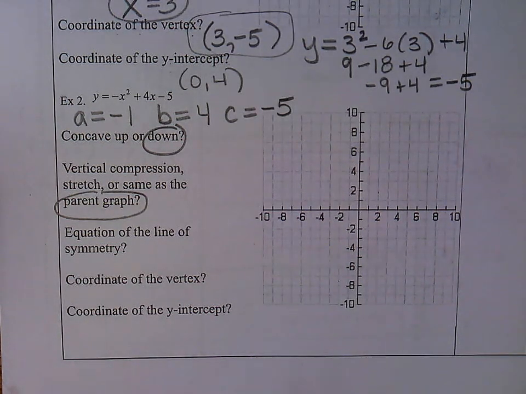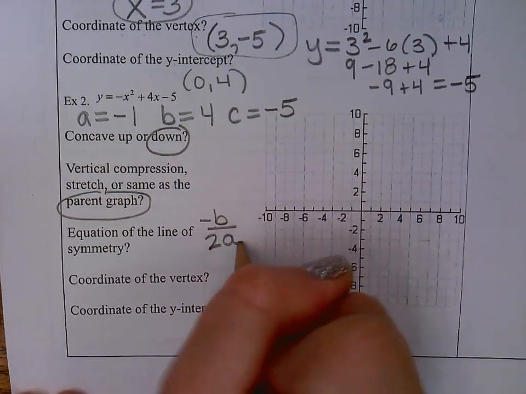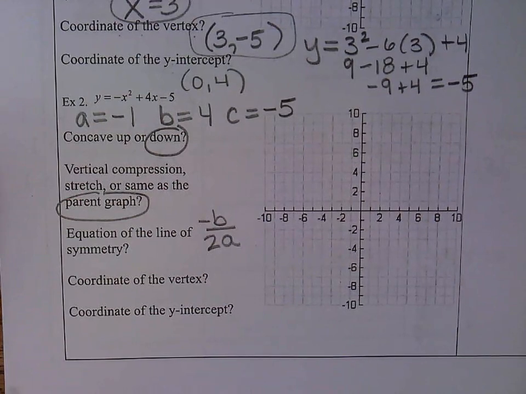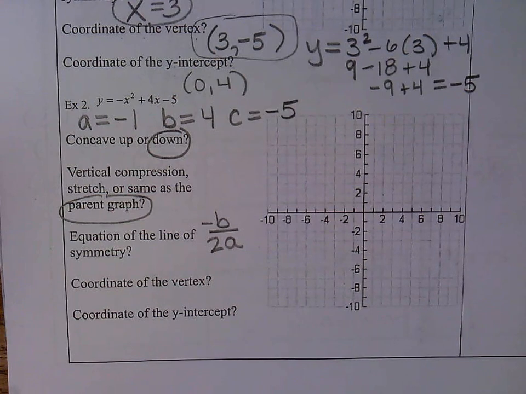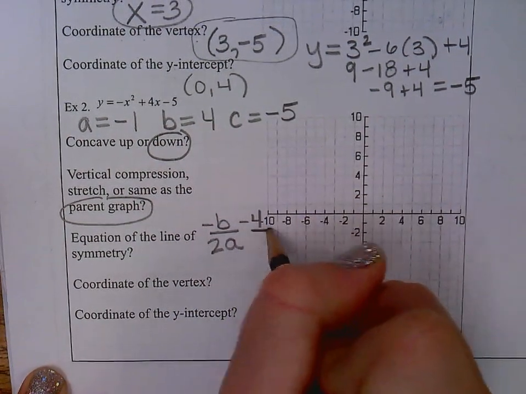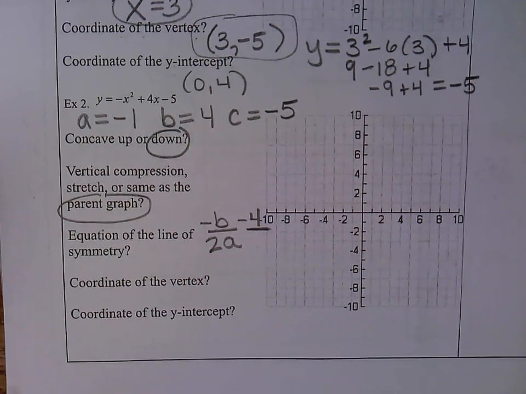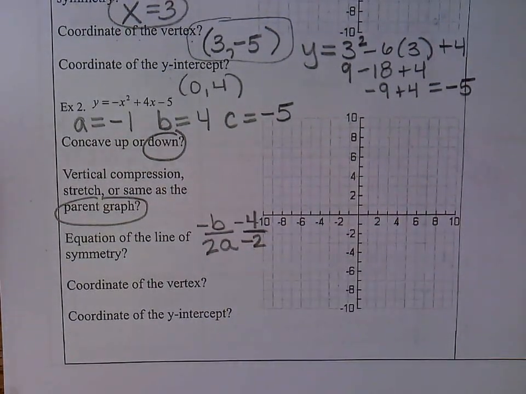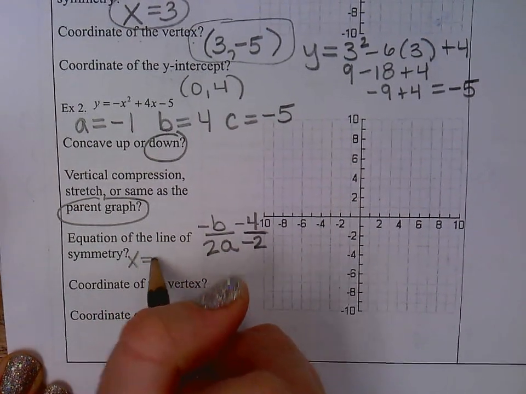Okay, so equation of the line of symmetry. This is the only formula that you need to memorize besides transformation rules and parent functions. So -b divided by 2a. What is -b for this equation? Okay, so -4 divided by, and then what's 2 times a in this equation? -2. What is -4 divided by -2? So x is equal to +2.